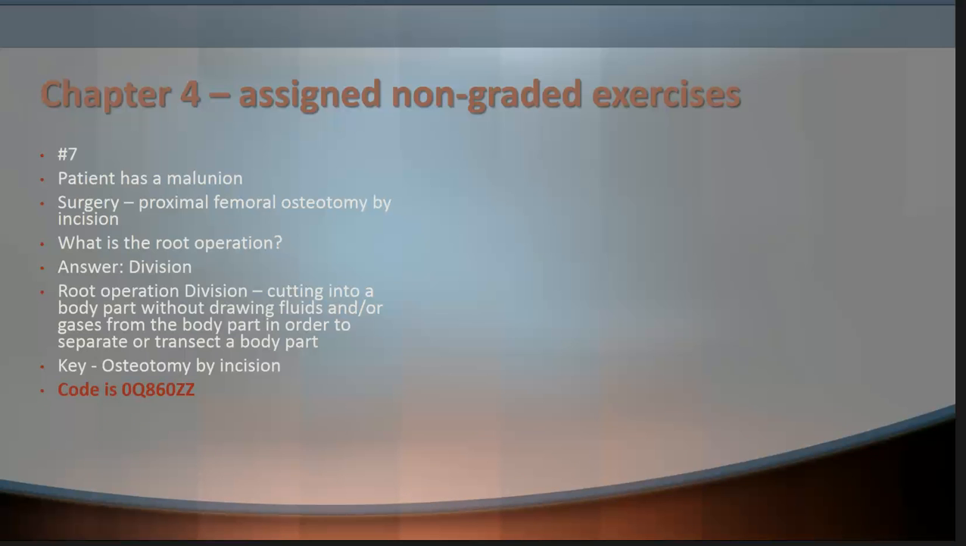In this particular case, when we go through the coding process, the final code is 0Q860ZZ. Again, you would index by the main term, which would be division, and then the anatomy. And it says by incision, so you have to make that connection with the surgical approach. What does that mean from a surgical approach standpoint, the words by incision?